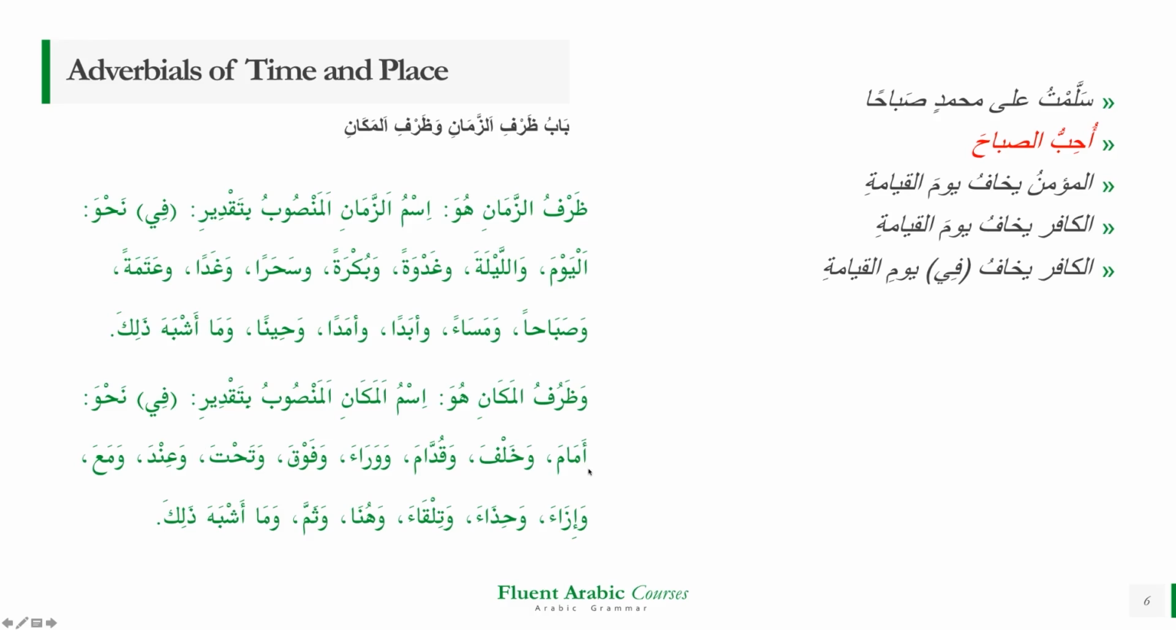So if I say صليت وراء الإمام, I prayed behind the Imam. So the dharf makan always answers the question of where. The dharf zaman answers the question of when, and dharf makan answers the question of where. So let's look at some examples to understand the adverbials better. Sallamtu ala Muhammadin sabahan. So the sabahan, it is the mansub noun here, which is answering the question of when.